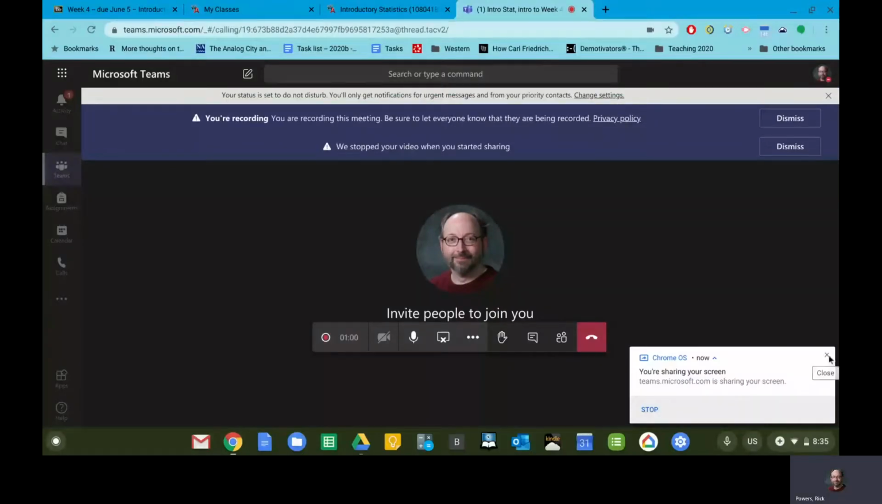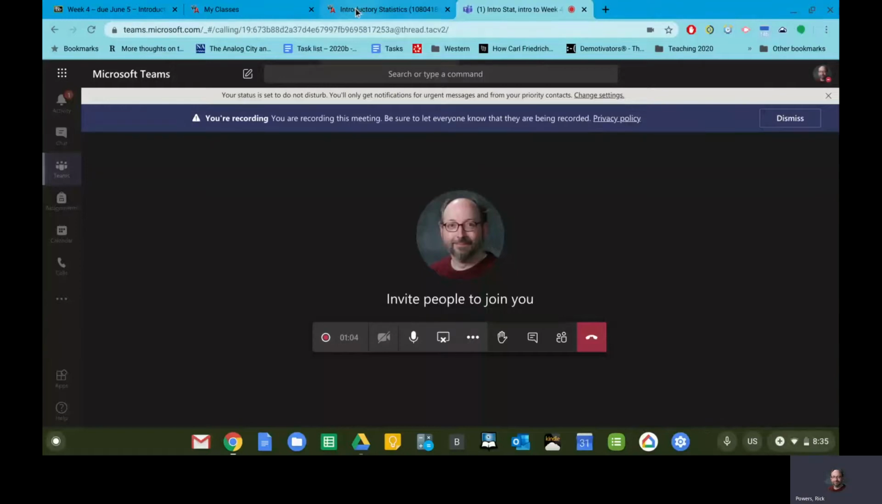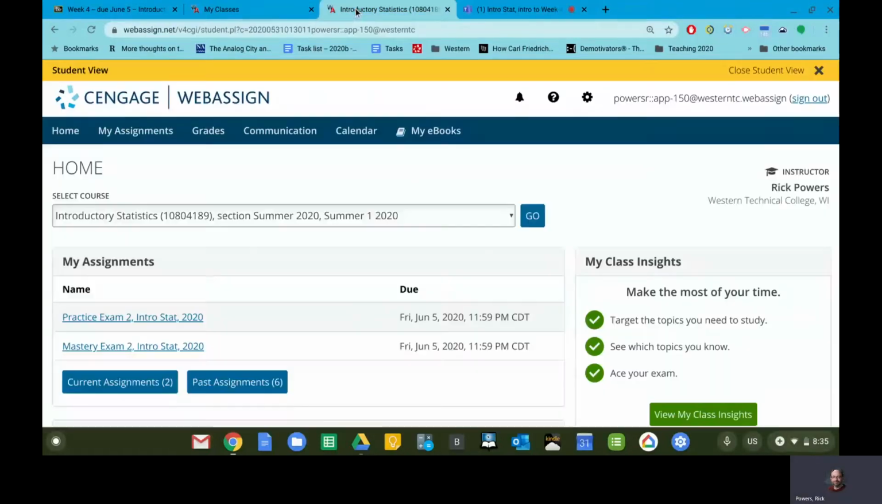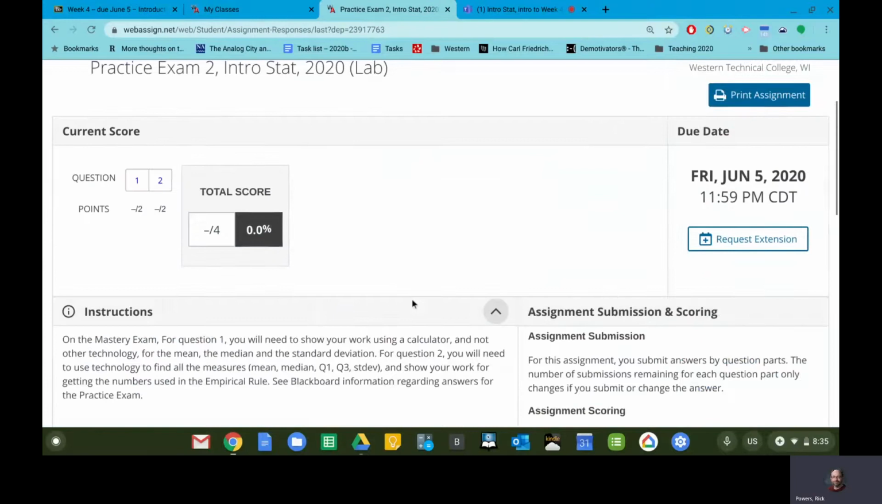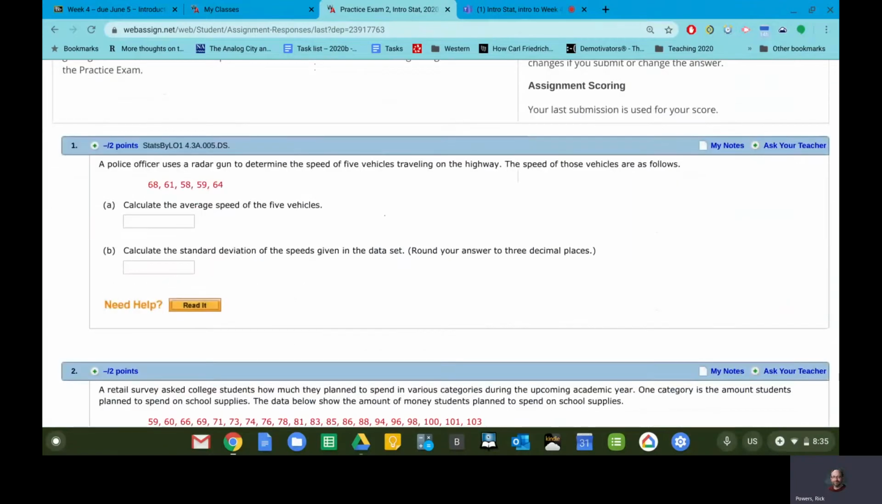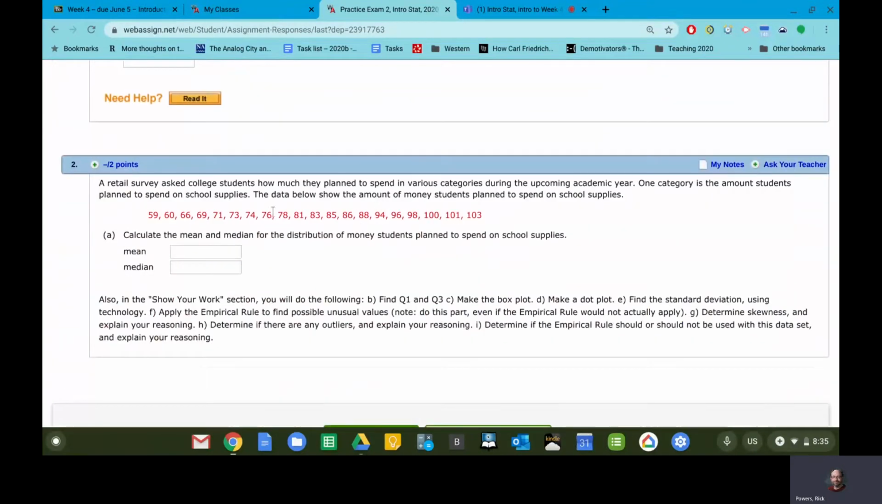So now, if I go to the student view of our class, Introductory Statistics, you see that there's a practice exam and a mastery exam. If we go to the practice exam and take a look at it, you'll see there are only 2 questions. One question has 5 data values where you're supposed to find the average speed and the standard deviation. The second question has a number of different values. You find the mean and the median. Those particular questions are just part of the exam.